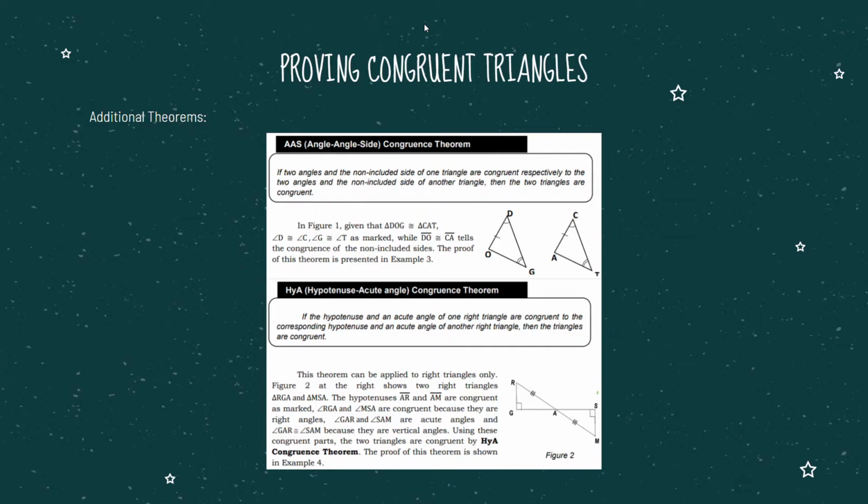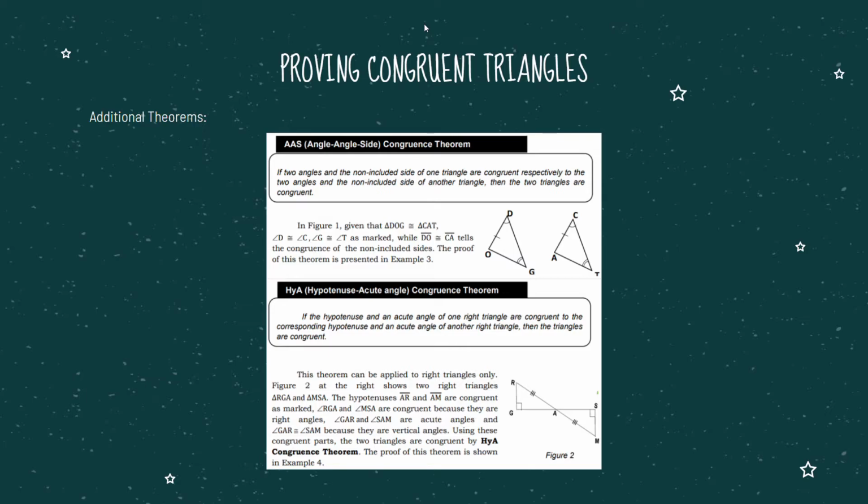In figure 1, given that triangle DOG is congruent to triangle CAT, we have angle D congruent to angle C. We have angle G congruent to angle T as marked, while line segment DO is congruent to line segment CA, which tells the congruence of the non-included sides. The proof of this theorem is presented in example.